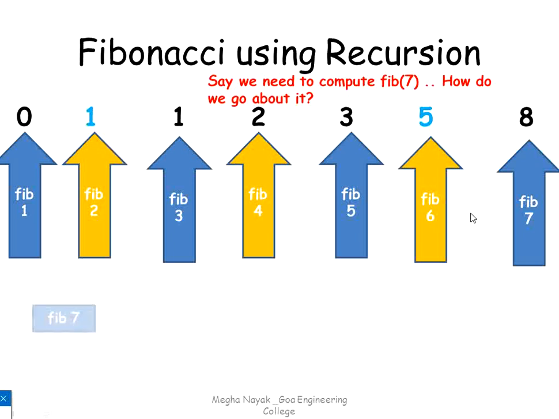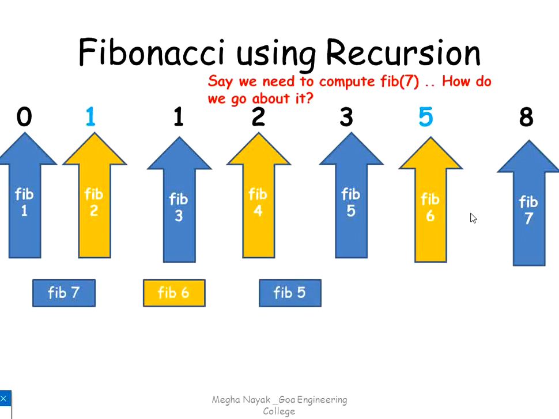Fib of 7 is computed as fib of 6 plus fib of 5. Okay, so you have to show the Fibonacci series up to fib of 7. That means you have to show 0, 1, 1, 2, 3, 5 and 8. How are you going to do it?